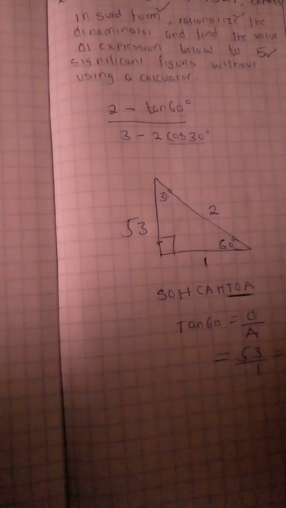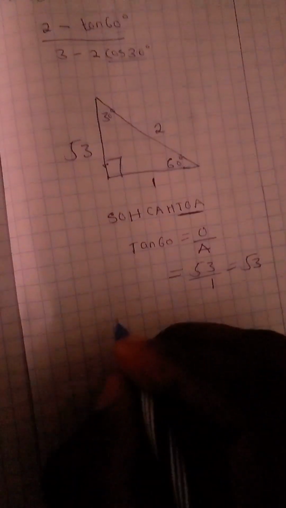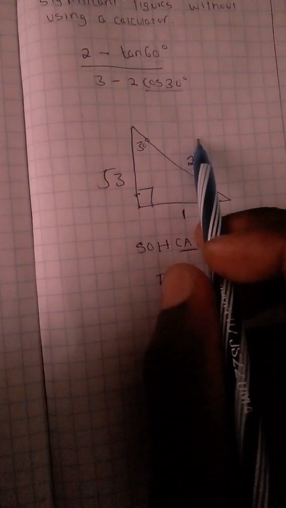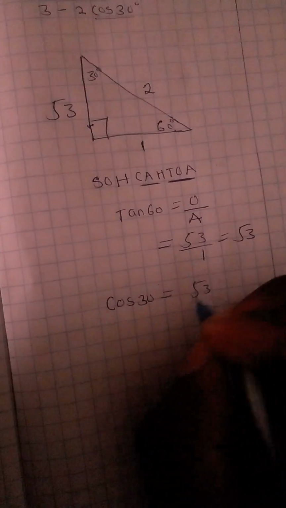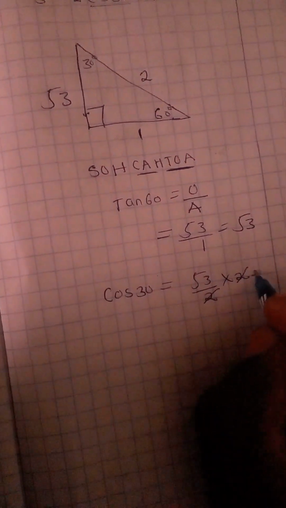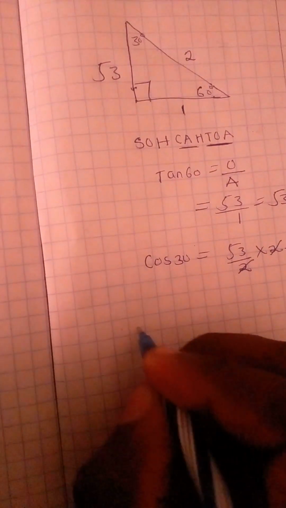So let's find cos of 30, then we'll multiply it by 2. Cos means adjacent all over hypotenuse. So cos of 30 is the adjacent here all over the hypotenuse, which will be root 3 all over 2. Don't forget to multiply it by 2 here. So these 2 will cancel, which will give us root of 3. So you go back to your question now that you have expressed in surd form, and you rewrite your question.